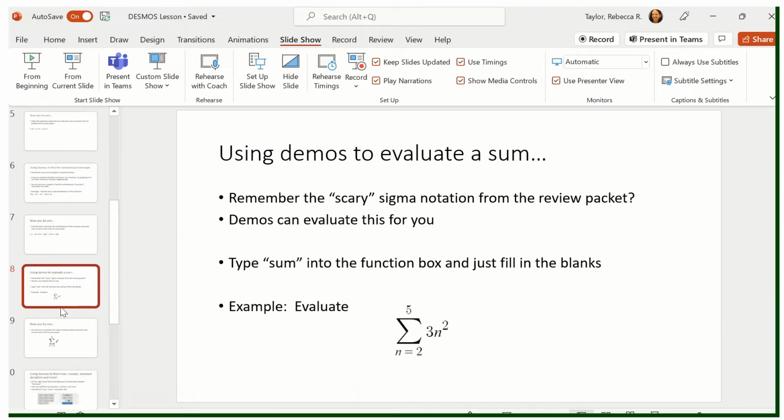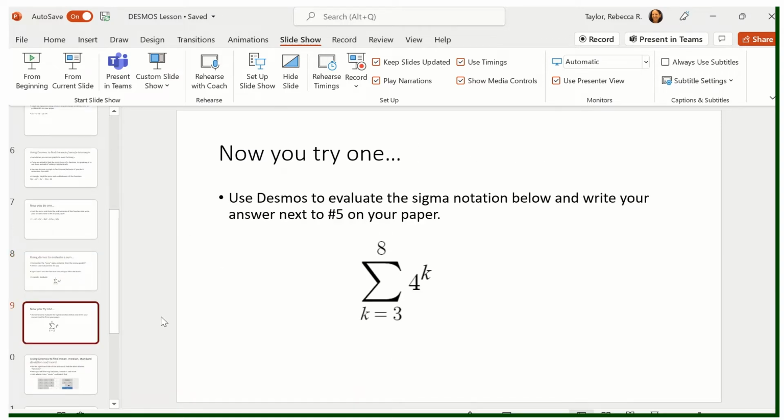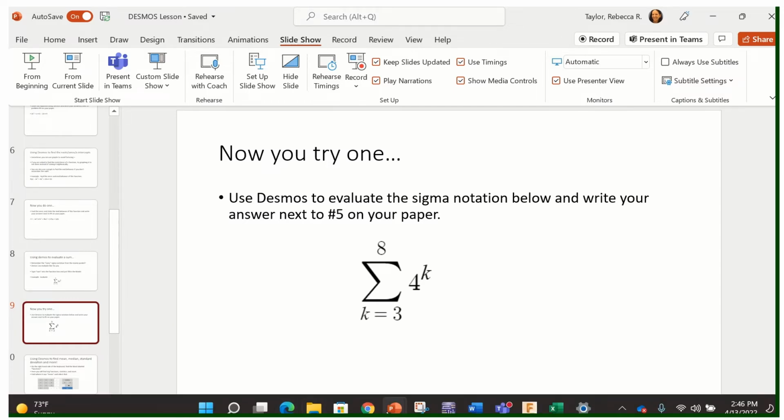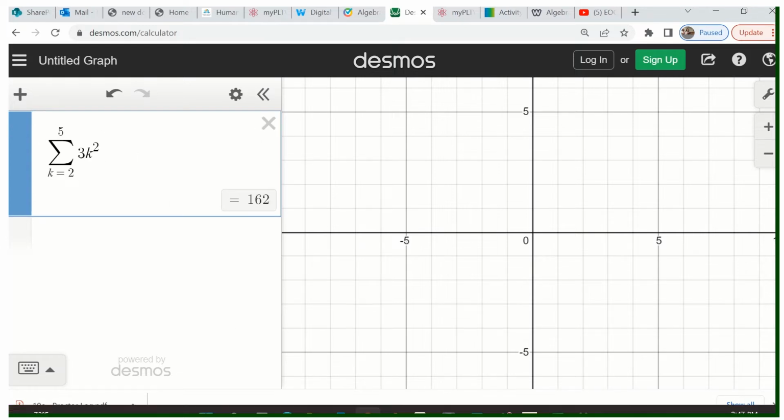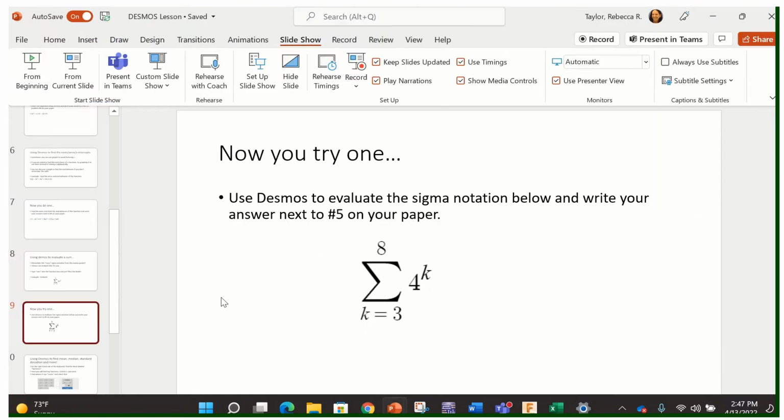Next one. You try one. So I would like you to do this one. And you're going to write the answer next to number 5. Now, I went and changed the variable to a K there, and I'll kind of hop on over to Desmos for a second. You can just type that in and it'll change it. But notice that it's not doing anything because my variables don't match. So you just got to make sure that you change the other variable to match, but either one should work. So this is the one that you are going to be doing.